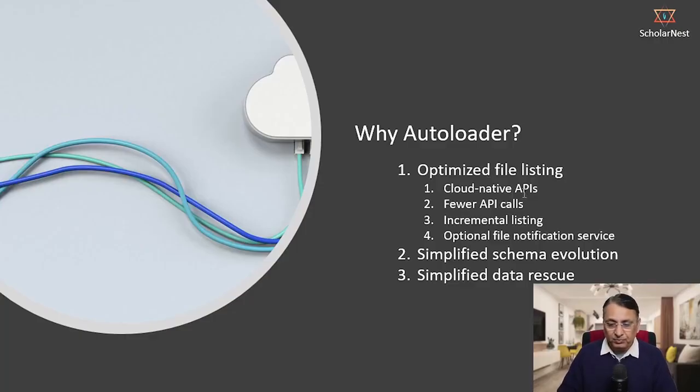How does it do that? It uses cloud native APIs for reading data from cloud storage directories, instead of using generic APIs or generic code for reading data from a distributed storage which works for all cloud platforms. Instead, there are specialized cloud native APIs configured for Autoloader. Autoloader makes fewer API calls compared to you trying to read directly from cloud storage using Spark APIs. So Autoloader makes fewer API calls, which makes it more efficient.